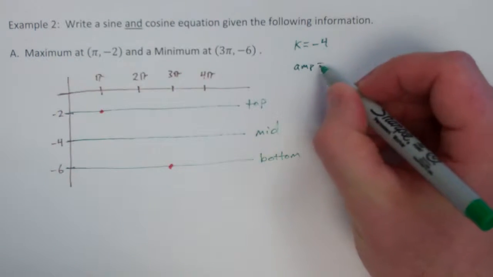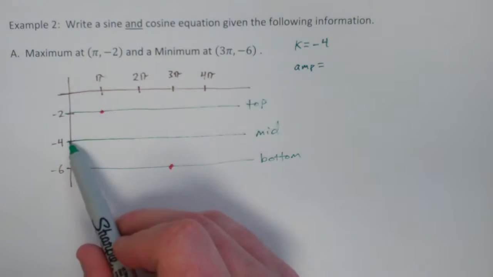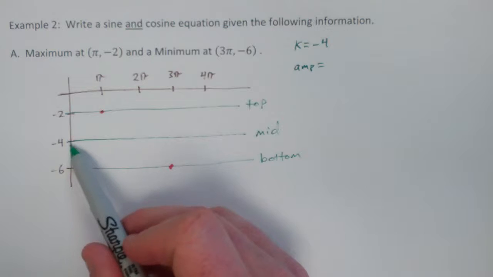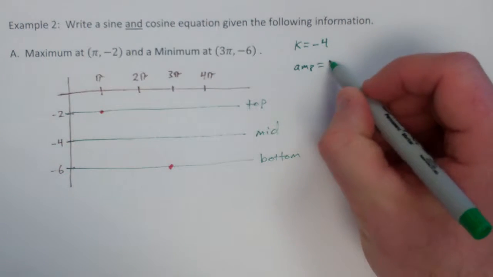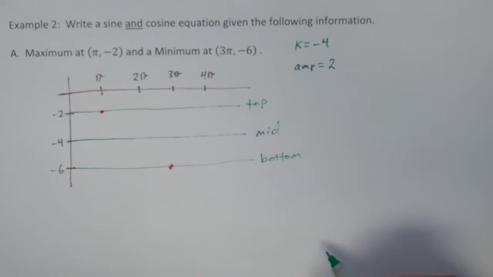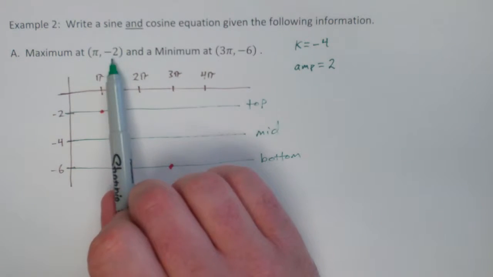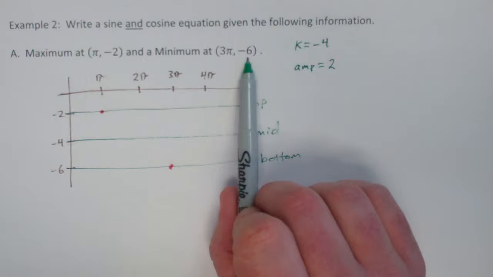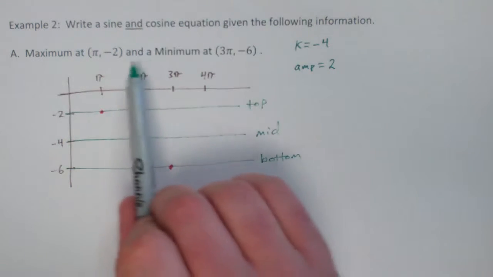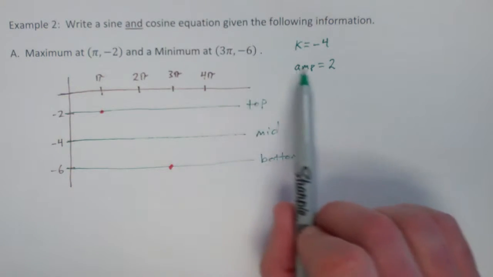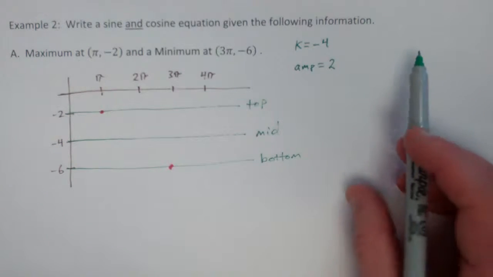We also can figure out the amplitude from this one. So I'm going to write amplitude here, and we know that from -4 to -2 would be 2 units, or -4 to -6 would be 2 units. So the amplitude for this is 2. Another way algebraically to figure this out is to take the distance between these two, which is 4 units, -2 to -6, and divide by 2, and you wind up with 2.